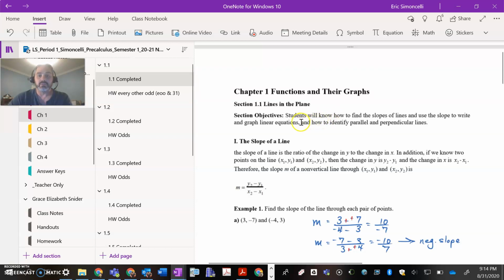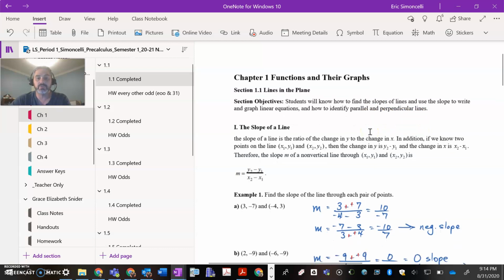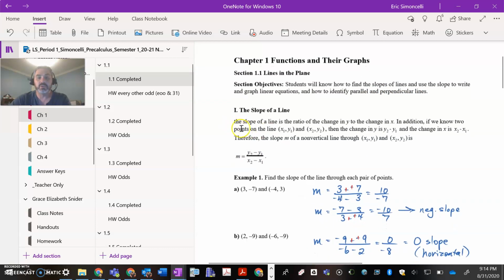So what are the objectives? You will know how to find the slopes of lines and use the slope to write and graph linear equations, and how to identify parallel and perpendicular lines. And we kick off here with the slope of a line. The slope of a line is the ratio of the change in y to the change in x.